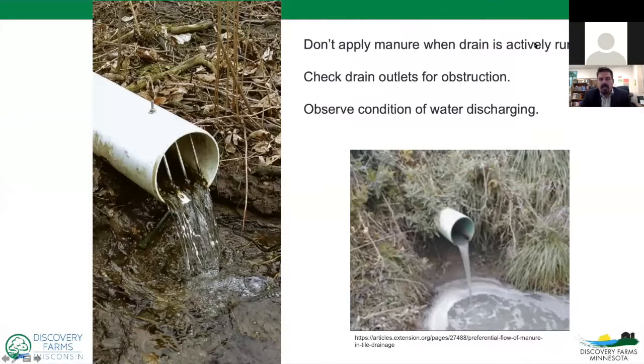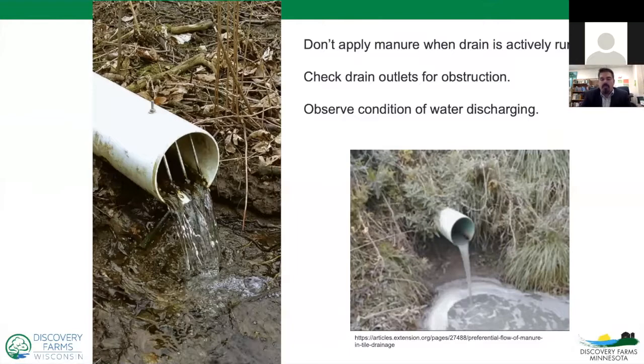So then we have the other recommendations, which is looking at the outflow. Don't apply manure when the drain is actively running. Check the drain outlets for obstruction. And then here's a picture I took from an extension article. Observe the condition of the water discharging.